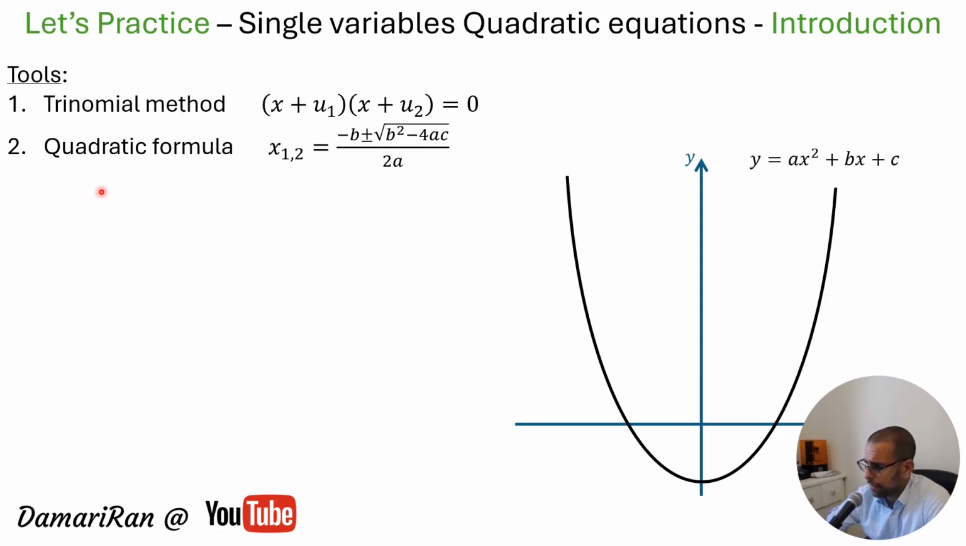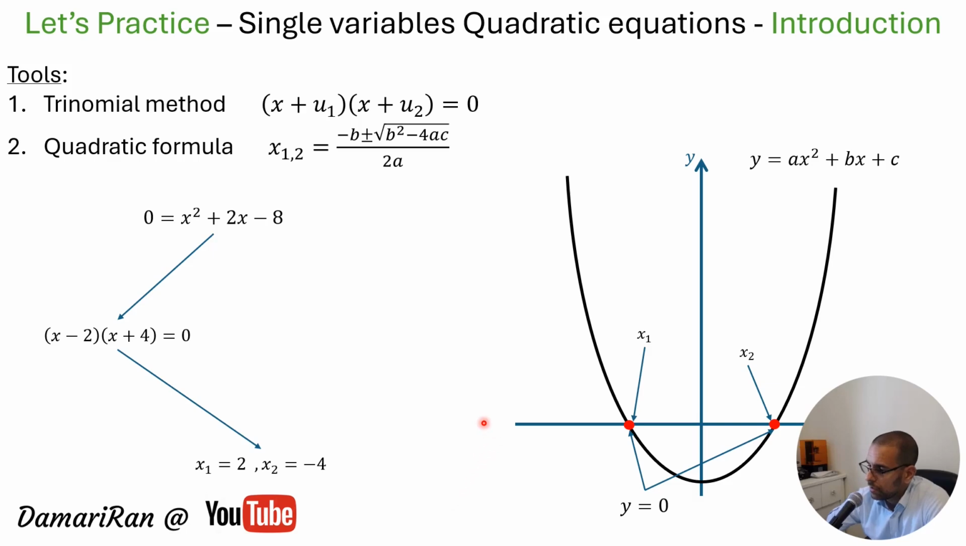The second method we're going to use is the quadratic formula, where we take the a, b, and c constants, determine what they are, and then plug them into this formula and get the result of what the x1 and x2 of the intersection points are. So for example, we're going to take an equation, rearrange it to look like a set of factors multiplied by each other, and determine what the solutions are.